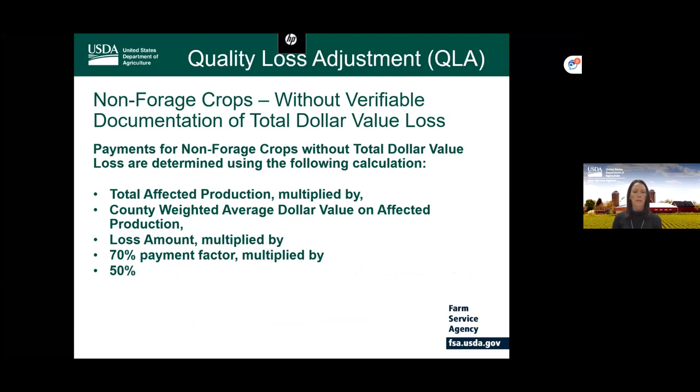So in this scenario, this is where our producer had taken the crop in and had it tested. And so they have verifiable quality factors, but then they have it either stored at home or they fed it. So in this scenario, we're going to apply that additional factor and use a county weighted average dollar value.